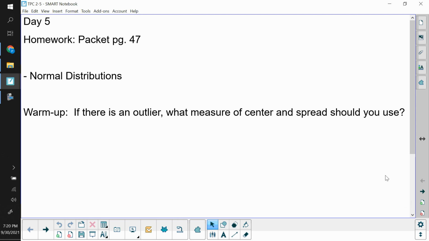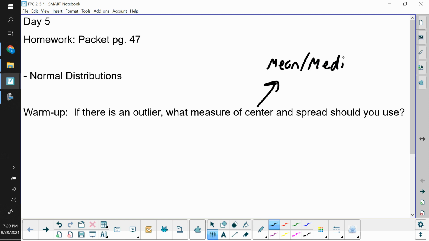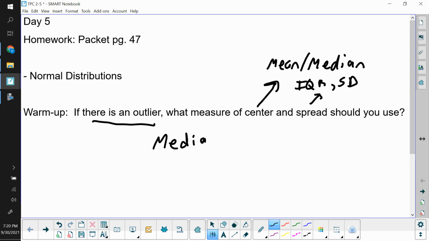So our options for measures of center are mean and median. And our spread options, we have interquartile range and standard deviation. So if there is an outlier, we should be using the median for our measure of center, and for our measure of spread, we should use our interquartile range. And when we do that, that's Q3 minus Q1. If there were no outliers, we would use the mean and the standard deviation.